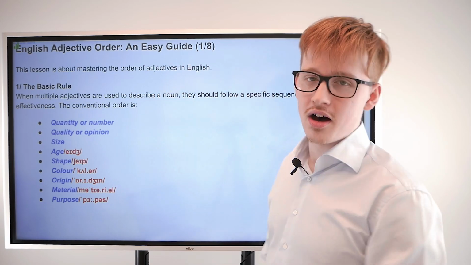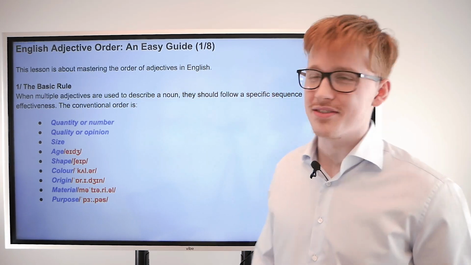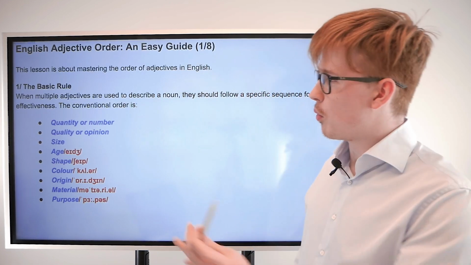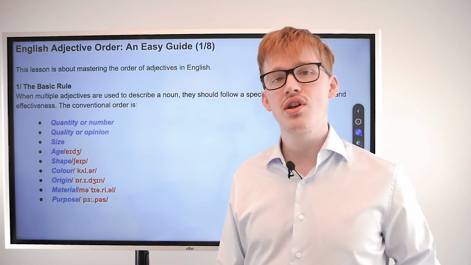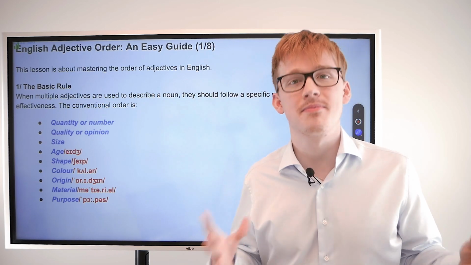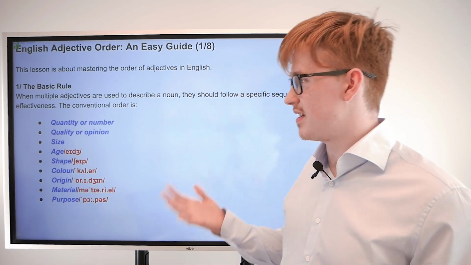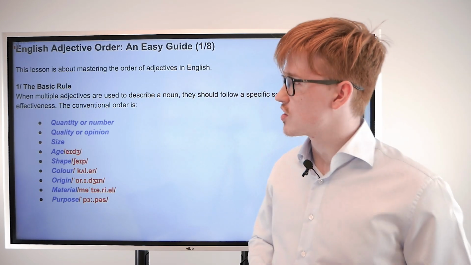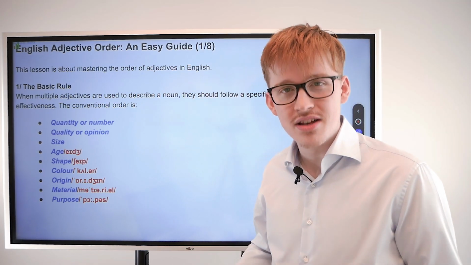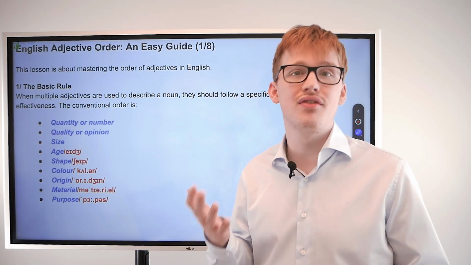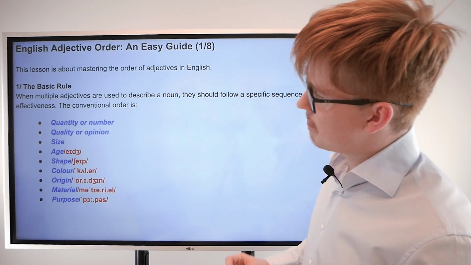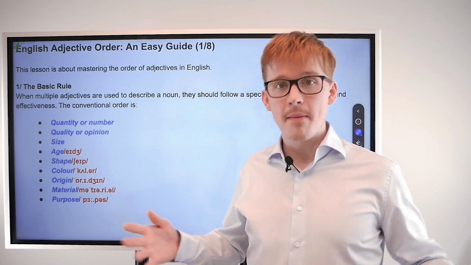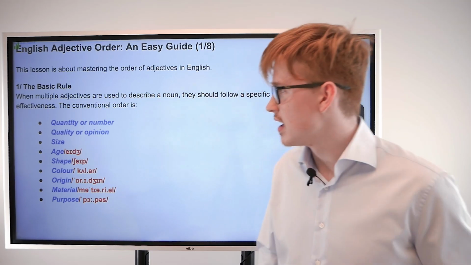So here is our wonderful adjective order, and I will read them out to you as we go. So number one is quantity or number. So how many of something there are. That is the adjective that is the first one. Number two is quality or opinion. So how good something is or what you think of that thing. Number three, we have the size of something. So 6 foot, massive, something like this.